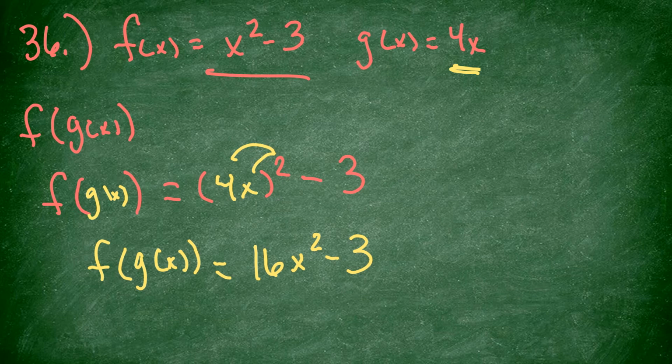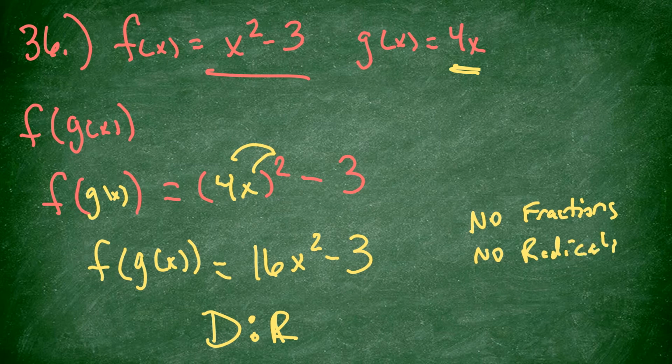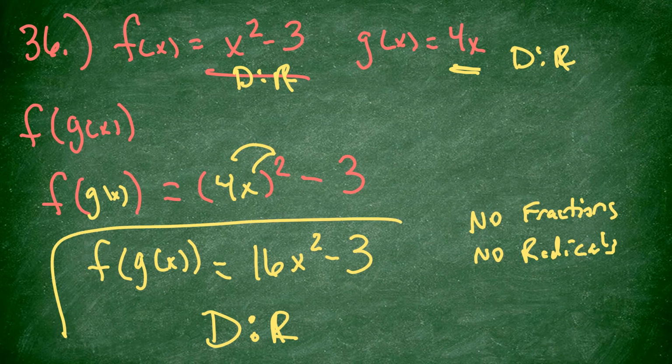And then I'm done. I find my domain. It starts off with all the real numbers. I don't see any fractions, so it stays all the real numbers. I don't see any radicals, and I don't see that in the originals. Like if I did the domain real fast to these two, the domain doesn't have any issues either, so it's just going to stay all the real numbers.